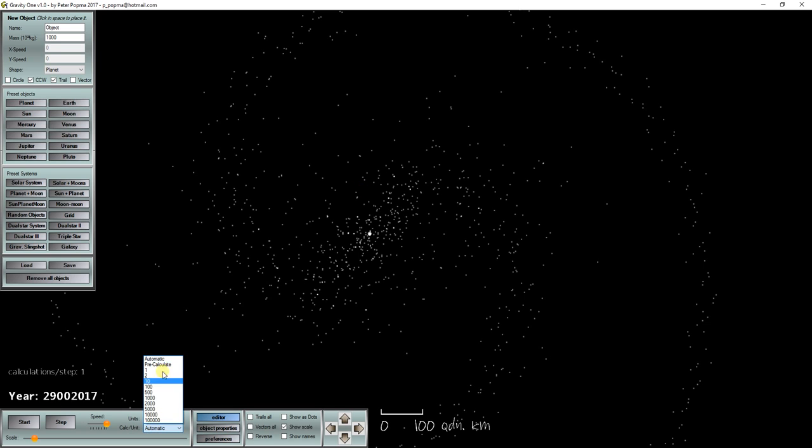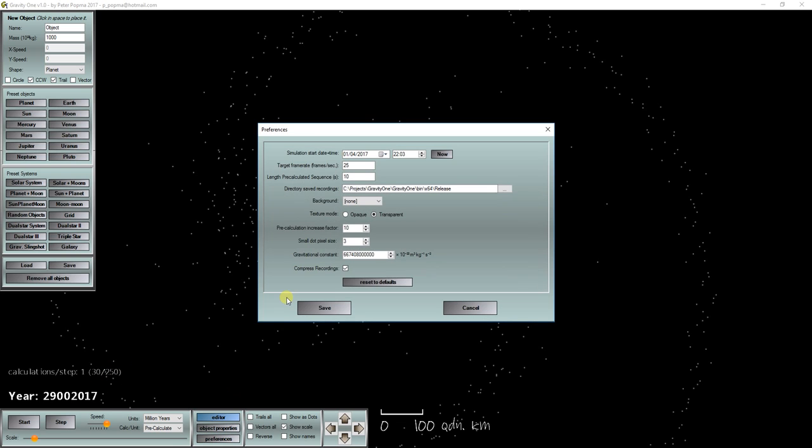Therefore I created this option, pre-calculate. Now all frames are calculated, so we can get a fluent animation afterwards. There are 250 frames calculated. We can also see this in the preferences. The target frame rate times the length is the number of frames that you see over here.